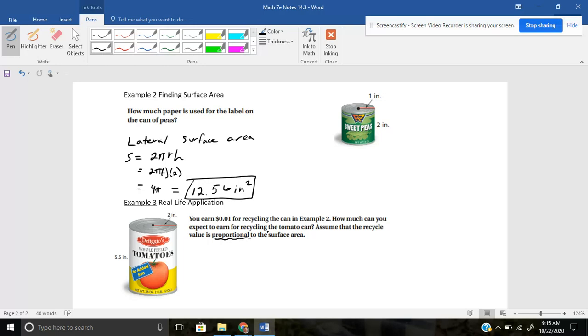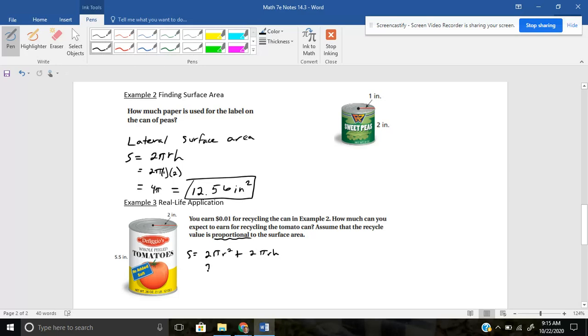All right. Now, when we're recycling the can, realize that we're talking not just about the lateral surface area anymore. We're talking about the surface area of the entire can. So we're going to have to use that first formula, the big one, where we find the surface area of the top and bottom, or the bases, and then that lateral surface area. I feel like I'm saying surface area too much. All right, so we've got S equals 2 pi times radius squared plus 2 pi times radius times height.